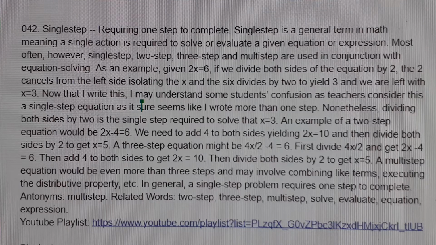Antonyms: multi-step. Related words: two-step, three-step, multi-step, solve, evaluate, equation, expression.